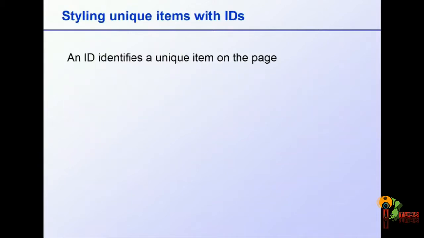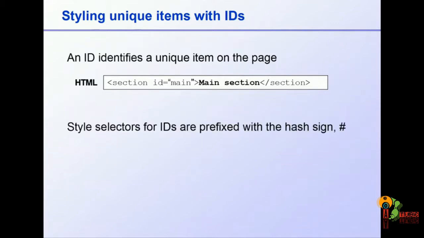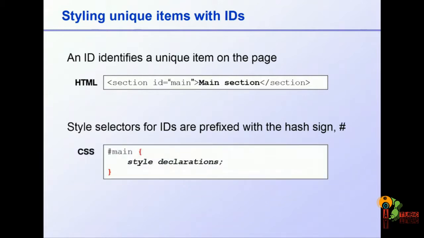IDs are used to define an element as unique on the page, and the same ID name must not be used twice on the same page. We could give a section element the ID main, and then we cannot use the ID main again. To apply styling to an element identified with an ID, in the CSS file we prefix the selector name with a hash symbol.